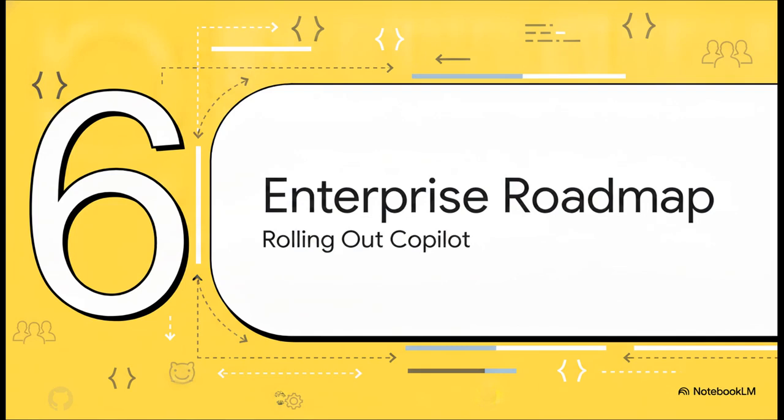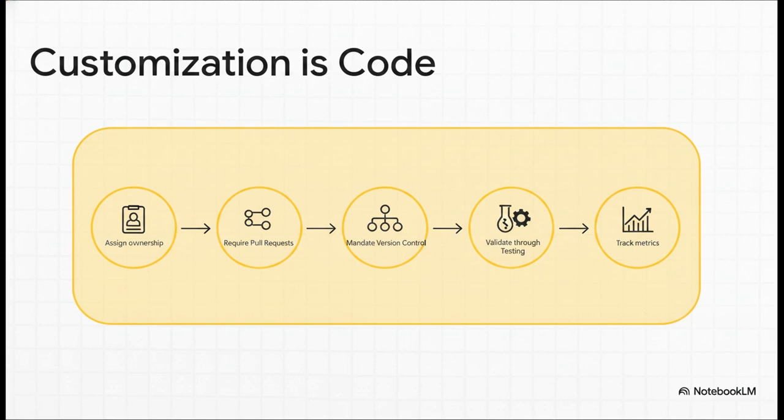Finally, Section 6, the Enterprise Roadmap for rolling out Copilot. The fundamental mindset shift we need to make is this. Copilot customization is engineering configuration. It is code, and that means it requires the exact same rigor as your production source code. You absolutely need clear ownership, mandatory pull requests for any changes to instruction files, strict version control, and real metrics tracking to see if your context efficiency is actually improving.